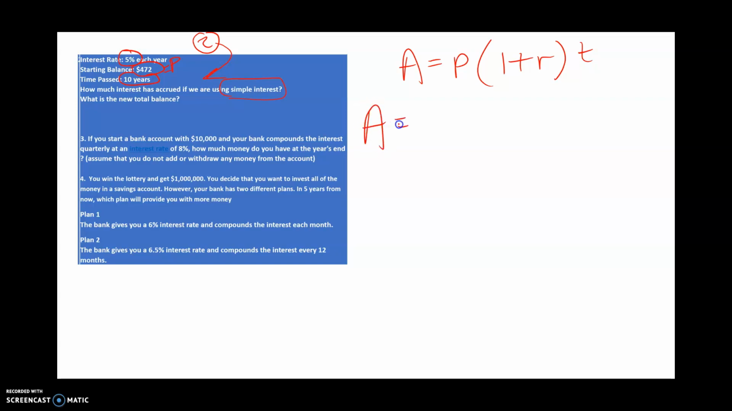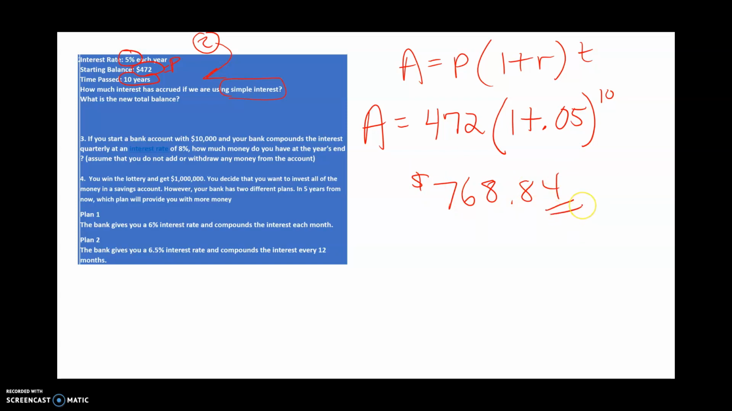So I'm going to plug in what I know. P, we said, was 472. 1 plus my interest is 5%, and I'm going to do it for 10 years. So if I put that into my calculator, let's see if it makes sense. I should have something like 768.84. So round to the nearest cent unless you're told otherwise. Does that make sense? Yeah, we went from 472 to 768. 10 years, okay. Just looking at my equation, it looks good.